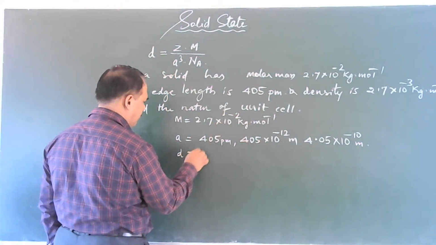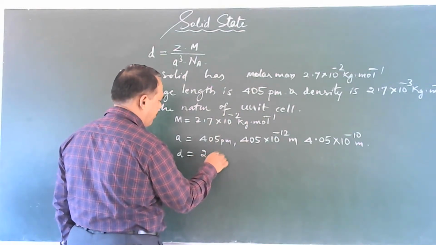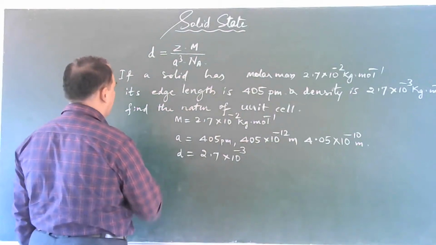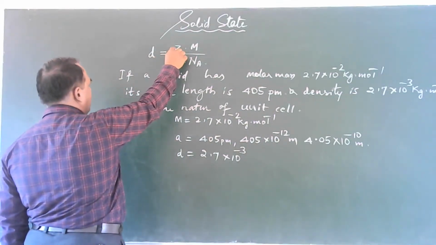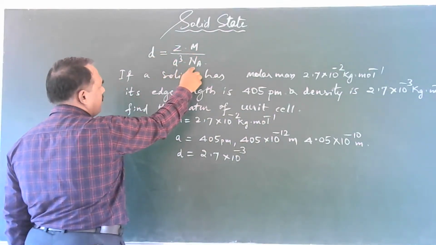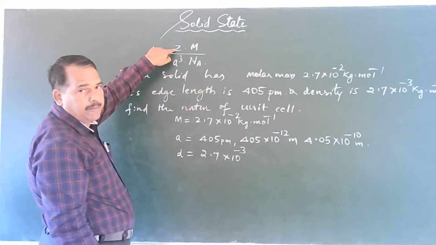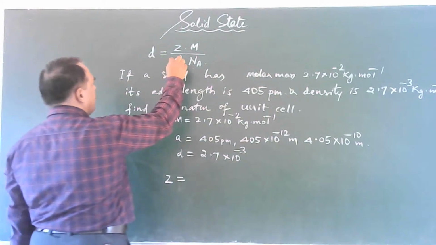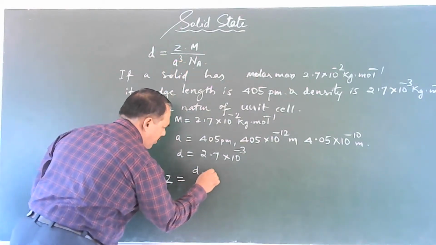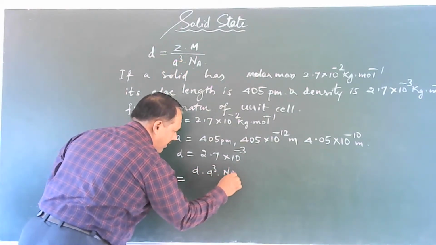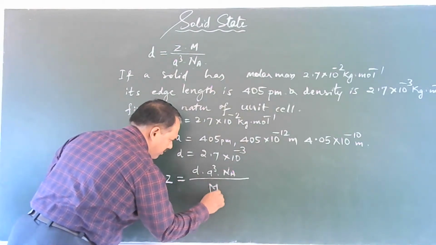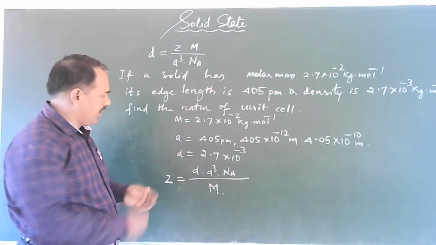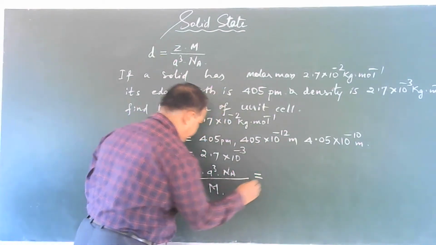We have density D also given, which is 2.7 × 10^3. We have the formula D = Z × M / (a³ × N_A), derived in terms of Z. So Z = D × a³ × N_A / M. Are you clear? That is in terms of the number of atoms. Now you can easily substitute the values.